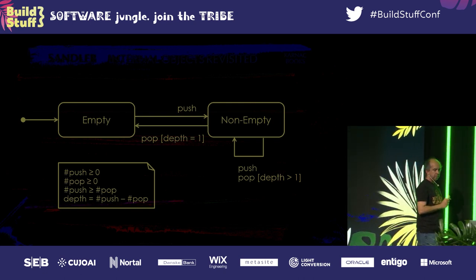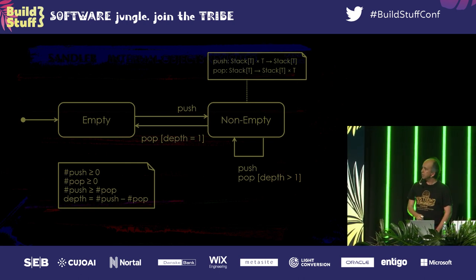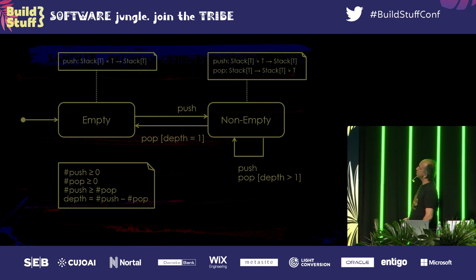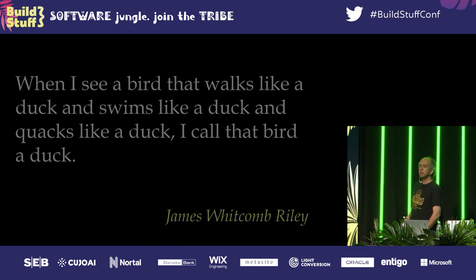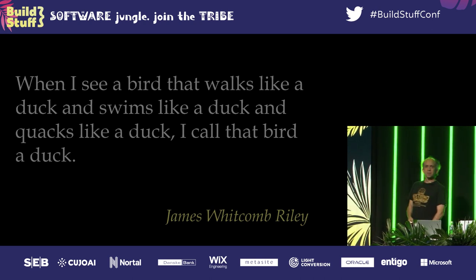What we need is to change this so that when we're non-empty, we provide two operations. When we're empty, we only provide one operation. We're going to have a dynamic interface. This is a property that we can get away with in Python. This is the origin quote for why we call this duck typing. A bird that walks like a duck and swims like a duck and quacks like a duck, I call that bird a duck. I think this was written in some bird watching guide from the 1930s. We'll come back to the 1930s later.